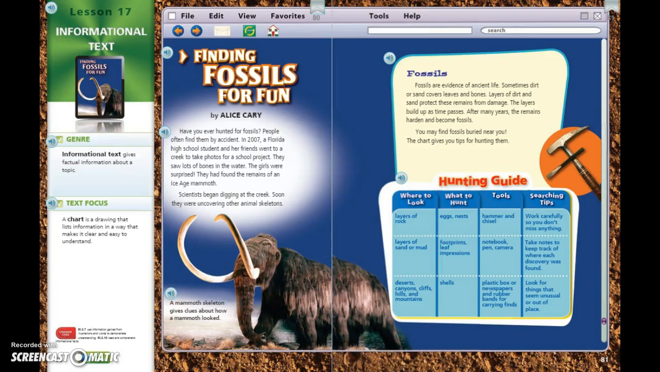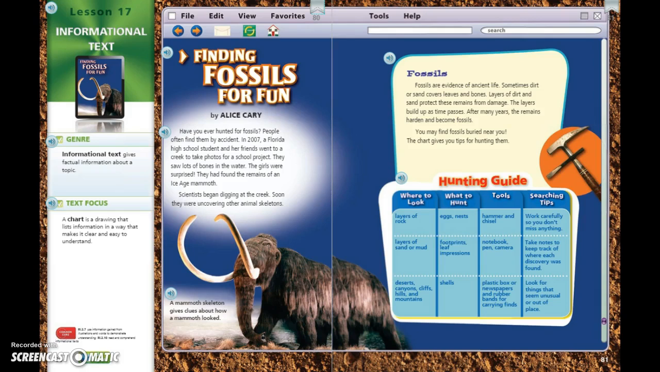Today we're going to compare texts. We're going to do this by reading Finding Fossils for Fun. This is an informational text that gives factual information about a topic. In this case, it's about fossils.